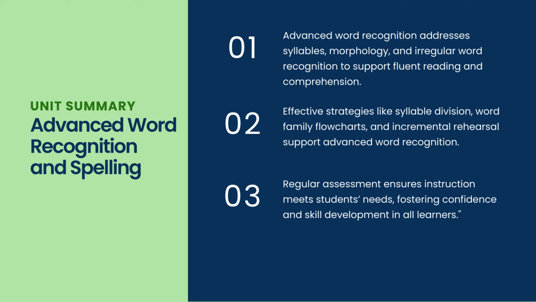Advanced word recognition and spelling isn't just about breaking down words. It's about empowering students to become confident, skilled readers. Through syllable work, we simplify the complex. With morphology, we uncover meaning. And by mastering irregular words, we equip students for fluent reading.